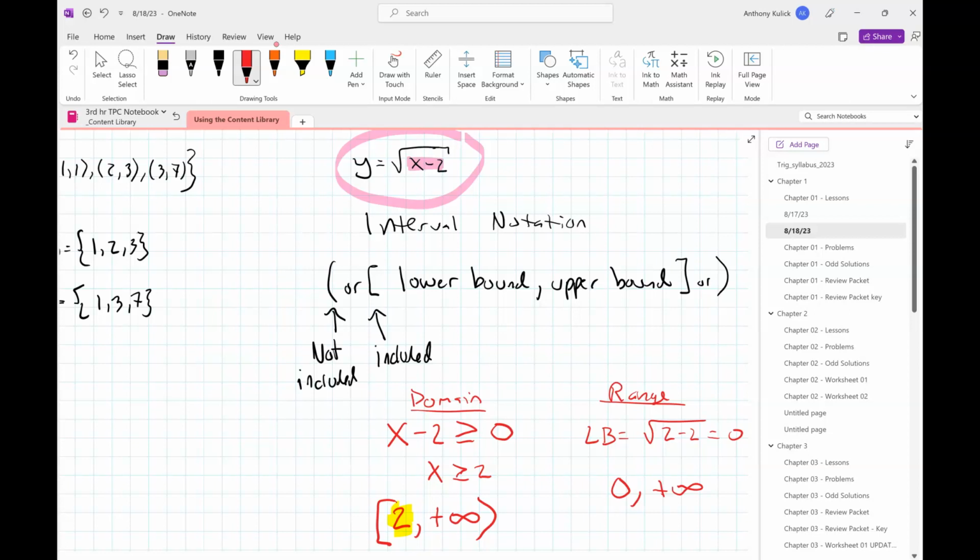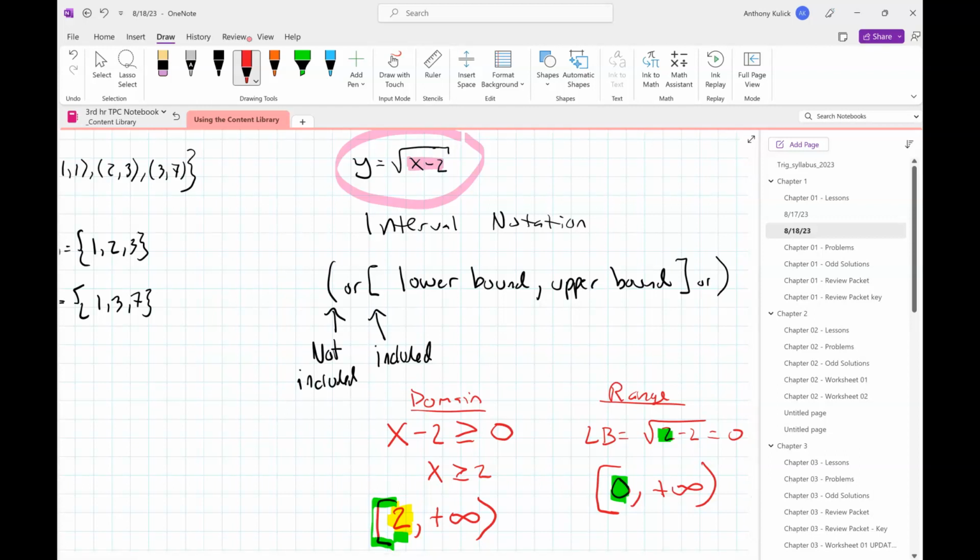The last thing we need to do is decide whether we need parentheses or brackets. Infinity, always parenthesis. That's easy. 0. Let's think about this for a moment. I got this 0 by plugging 2 into my function, correct? 2 came from this 2, which had a bracket on it. So I get a bracket on the 0. Is everybody okay with that?